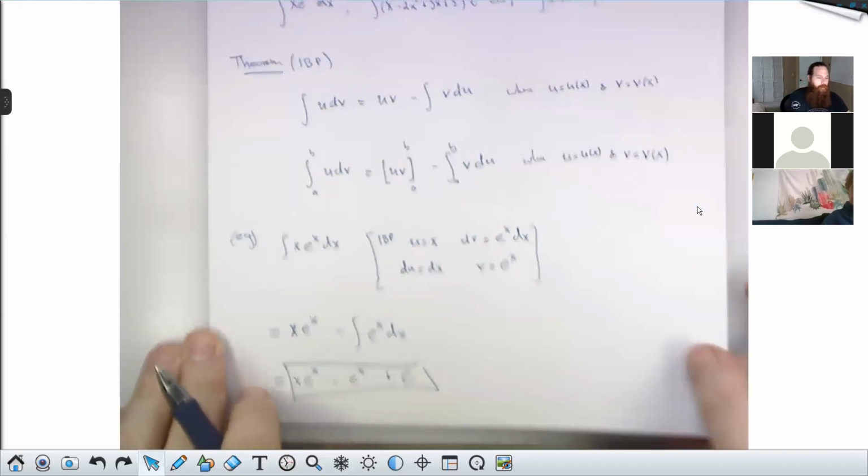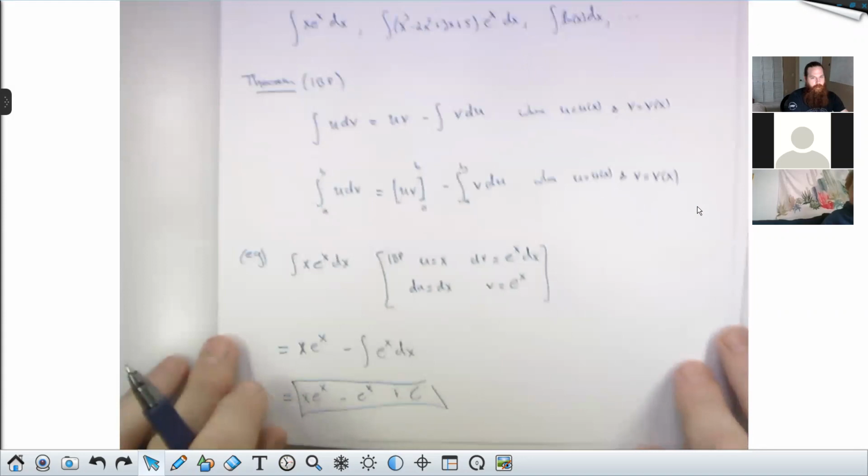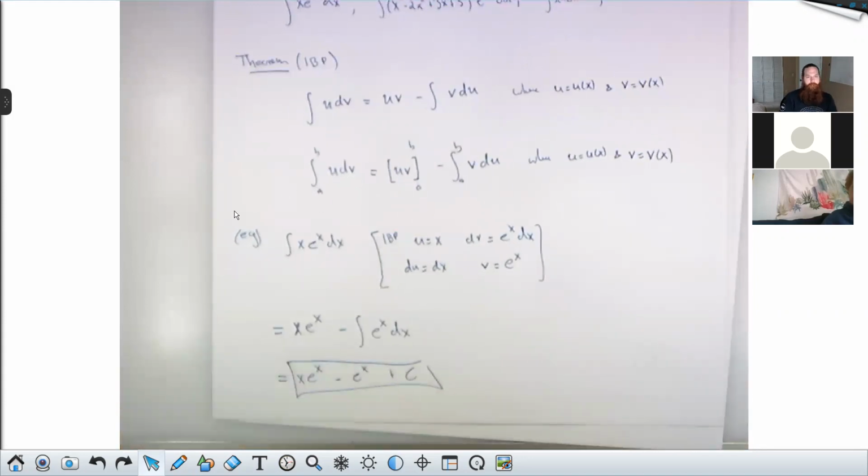I'll do one or two more examples, and then I'm going to give you that rule that helps you choose u and dv. Any questions on the example we did at the bottom of the page here? Questions on how we got that boxed answer or what we did in between, why we did it that way?